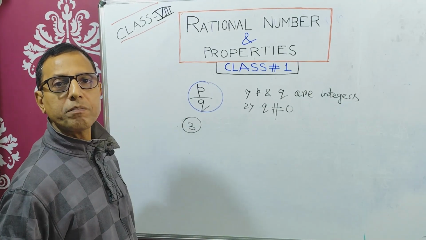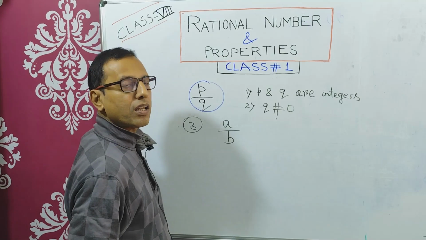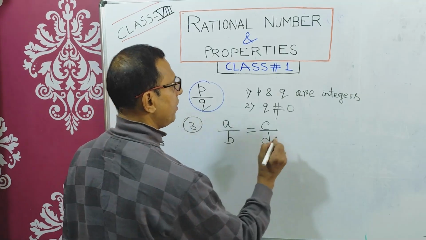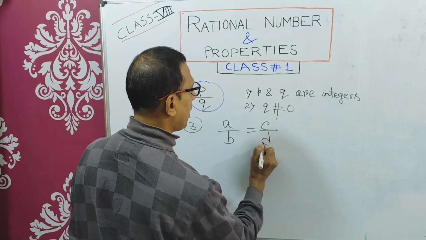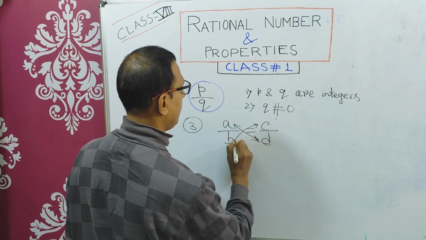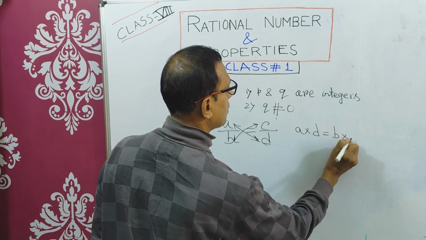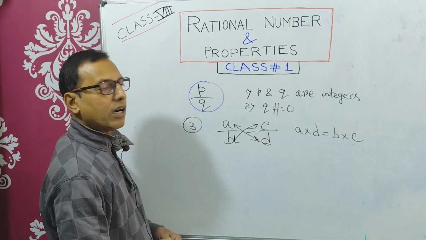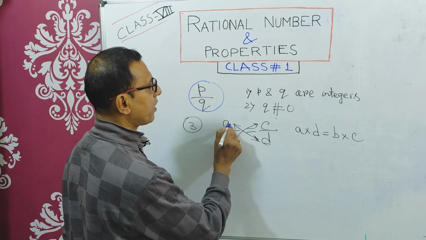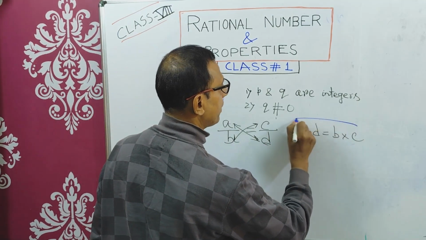What is the third property? If a by b is a rational number equal to another rational number c by d, then you can cross multiply. Cross multiply means you multiply a with d and b with c. That means a into d equals b into c. If two rational numbers are equal, you can cross multiply one side's numerator with the other side's denominator, and you can set up a relationship like this.